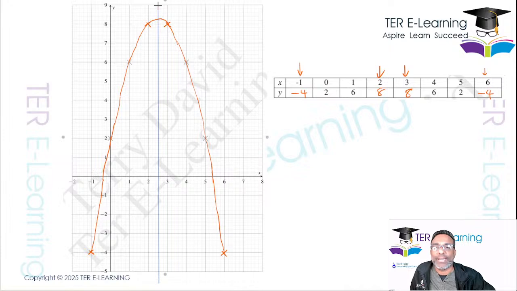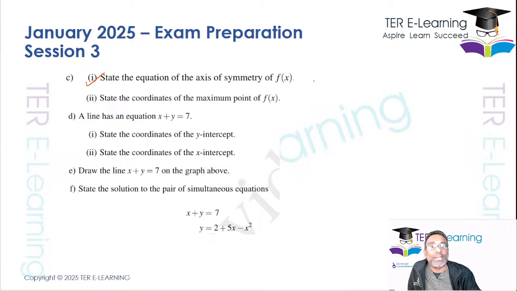It's a vertical line that if we fold the graph paper along it, it's going to line up exactly on the left and right. Now this vertical line passes through this point here, which is 2.5. So when CSEC asks us for the equation of the axis of symmetry, you're going to put x is equal to 2.5, or you could put 2.5. That's the answer there.